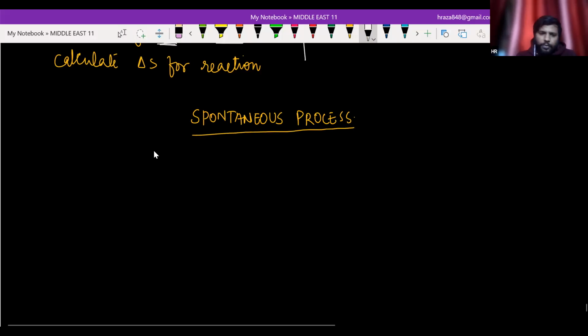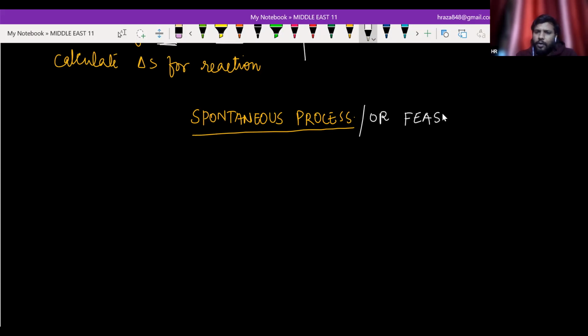What is a spontaneous process? I'm going to define it, and it is also known as a feasible process: the process which can occur on its own. There is no need of external effort. That is known as a spontaneous process, or also known as a feasible process.